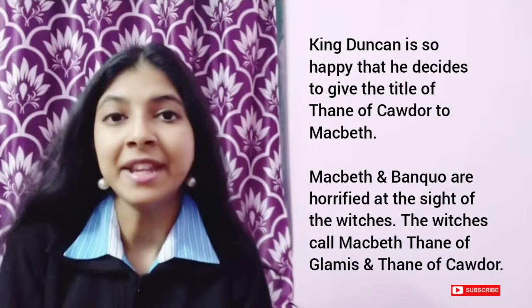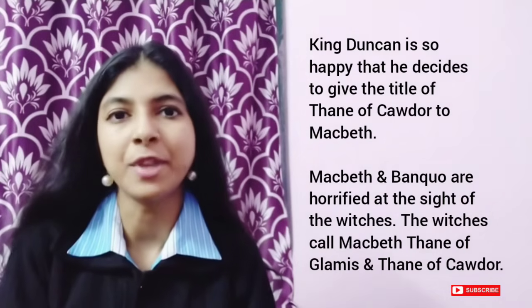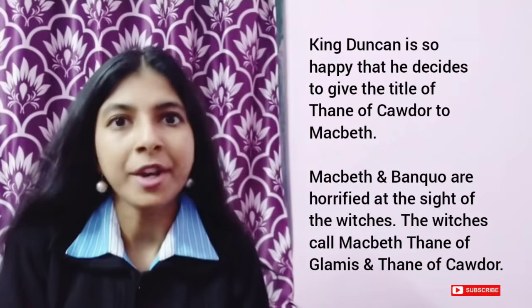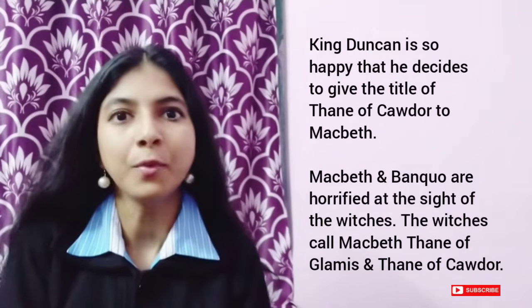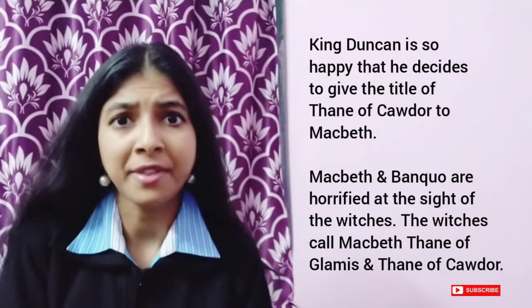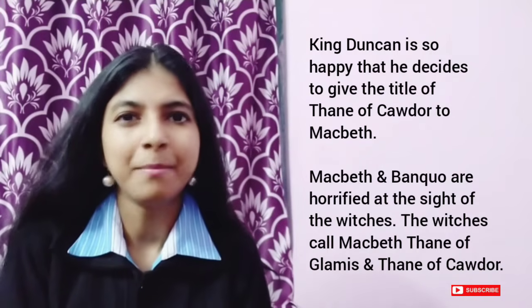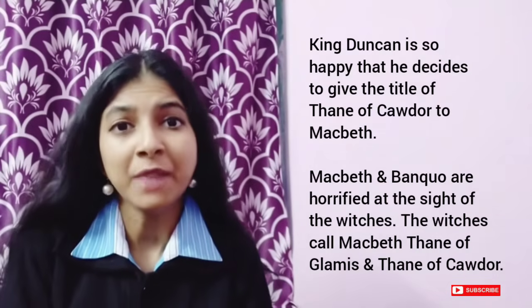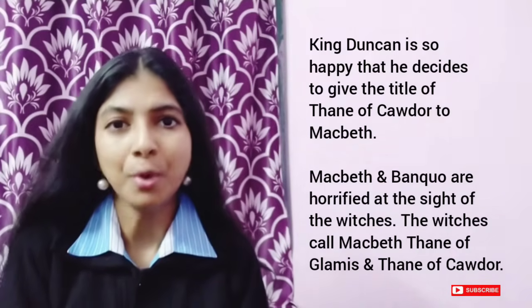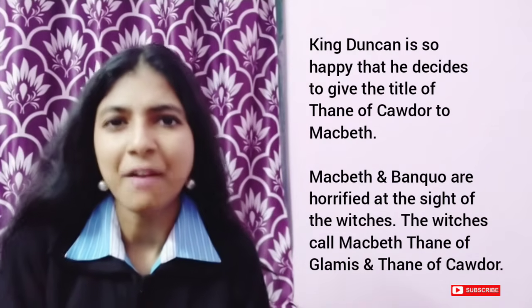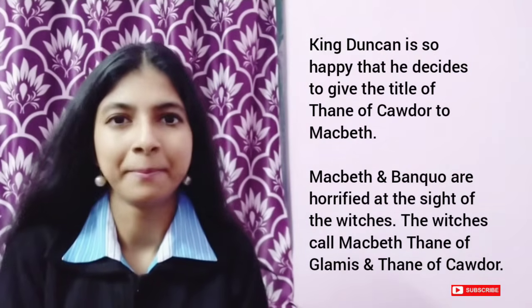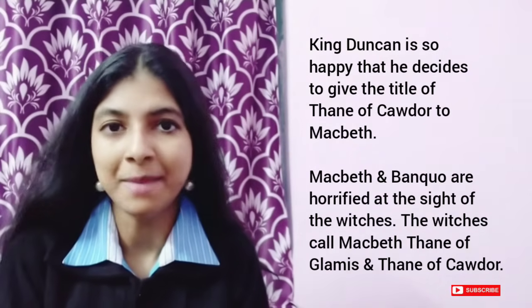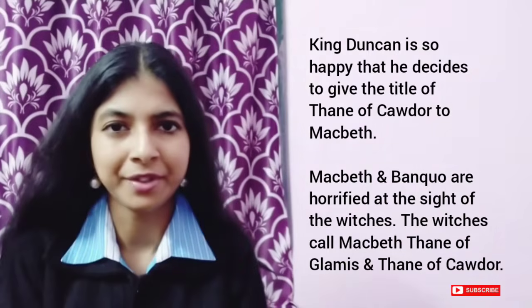In the heath near the battlefield, the three witches appear. Macbeth and Banquo are horrified at the sight of the witches. Banquo asks them if they are mortal because they don't look like normal people. Banquo even wonders if they are women because the witches have beards like men. The witches call Macbeth Thane of Glamis and Thane of Cawdor.